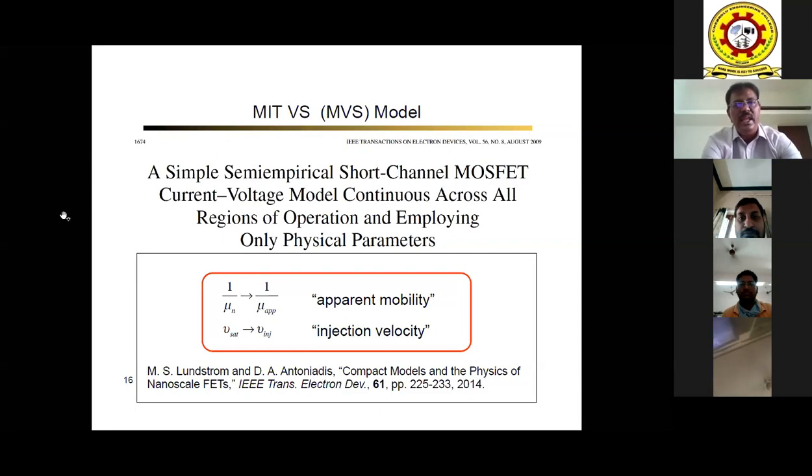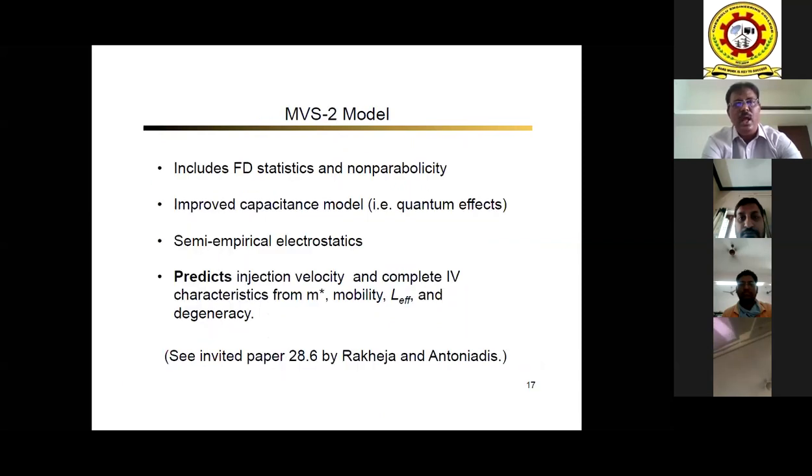And it's actually a freeware, you can download that. And now they even have a third version, the MIT Virtual Source MVS3 model is available. This includes Fermi-Dirac statistics and non-parabolicity, and quasi-quantum mechanical models are incorporated. As I said, simple drift diffusion models have become obsolete now. People are moving to either quasi-quantum models or complete quantum models.